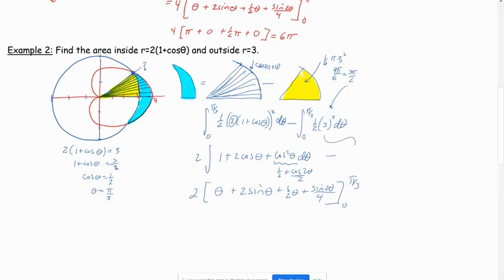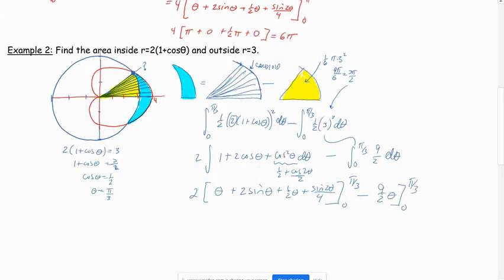This integral becomes the integral from 0 to pi over 3 of 9/2 d theta. So that becomes minus 9/2 theta from 0 to pi over 3.